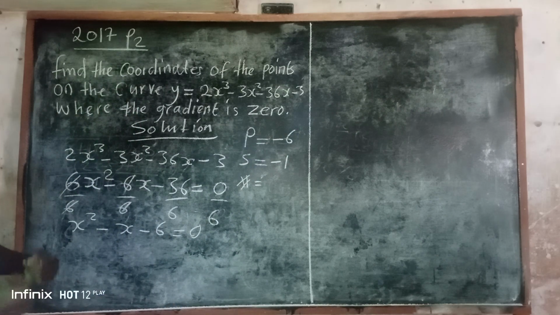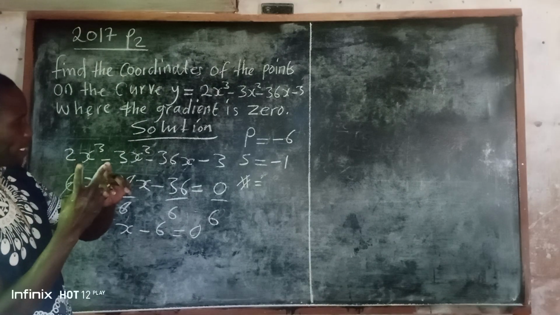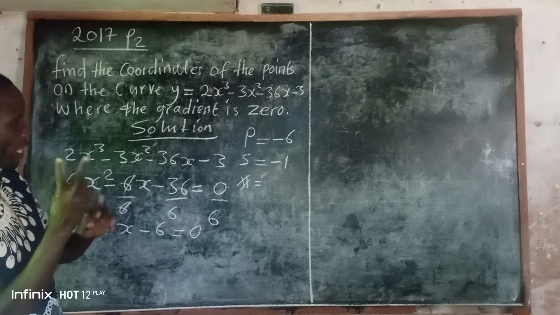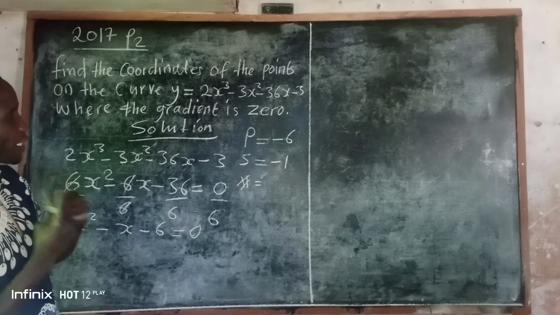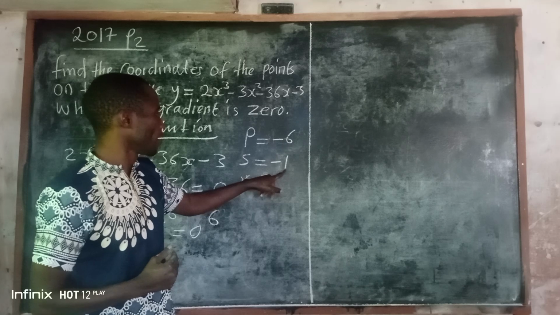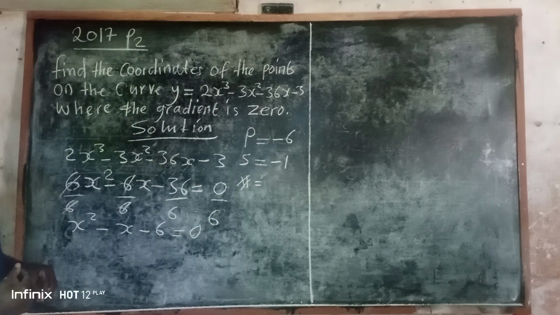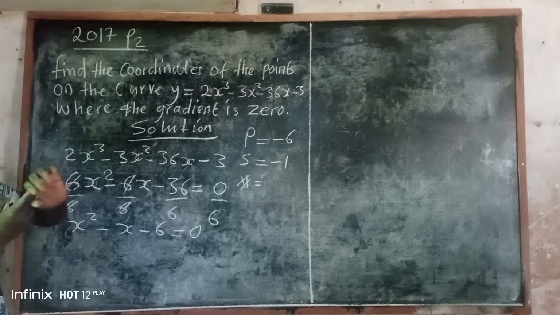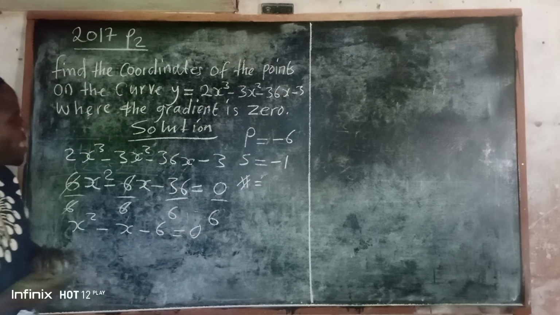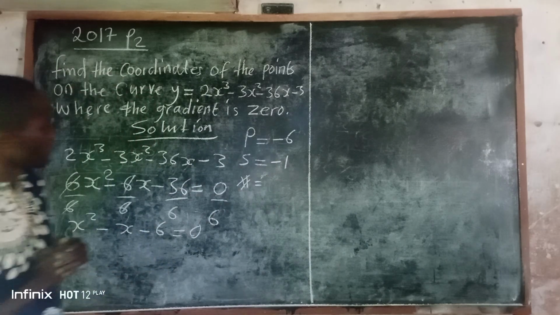We are going to get 2 numbers amongst the factors that we come up with, which have a difference of 1. Actually, these are 2 numbers: when we multiply them, we should have negative 6, and when we add the same two numbers, we should have negative 1. So what are those two factors?